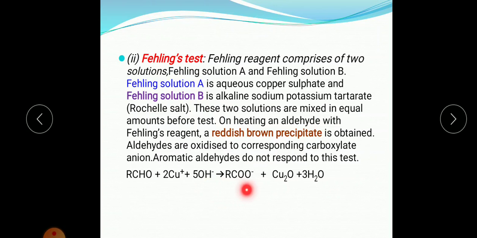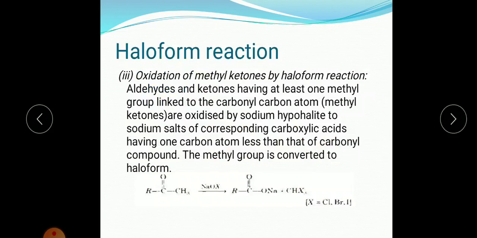This will form a carboxylate anion. This will be a copper oxide. Formation of this copper oxide is a reddish brown precipitate, plus water. This is the Fehling solution test.